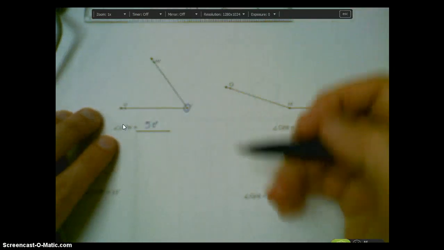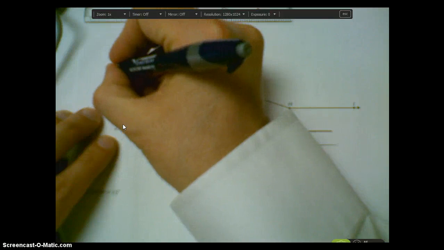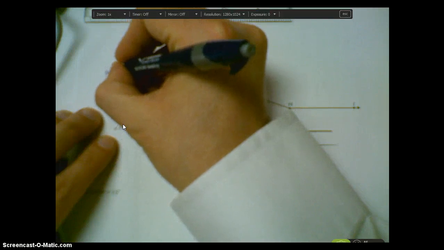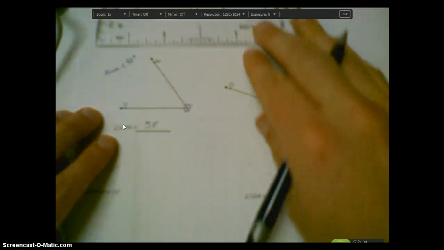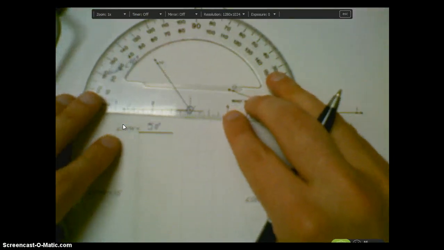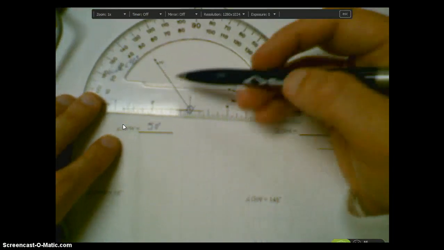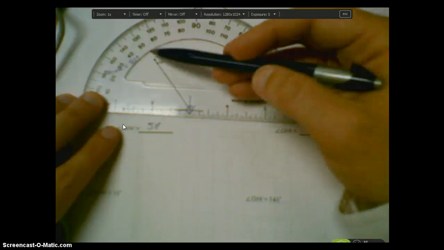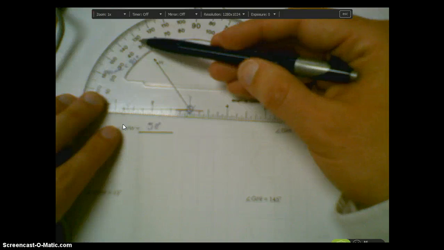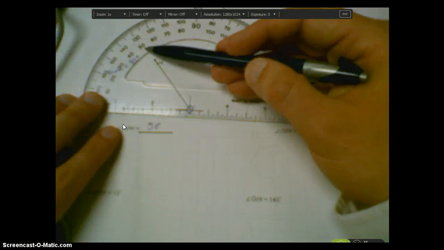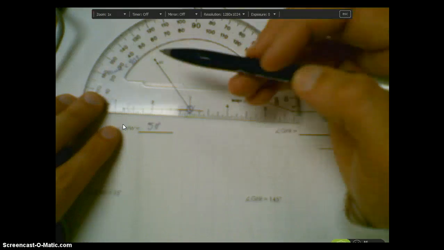So the first thing the student should have done was written the word acute down, which means it's less than 90 degrees. So now when I look at this problem and I use my protractor, I've got a choice to make. I know that this angle either measures 50 degrees or 130 degrees. And I can tell with 100% certainty that it is 50 degrees. Why? Because it's a cute little angle.